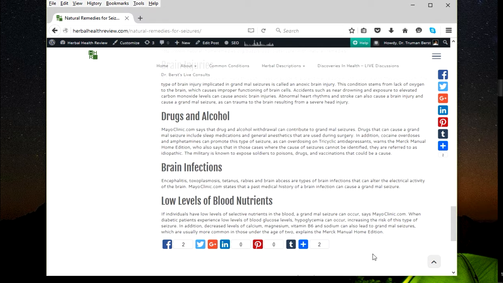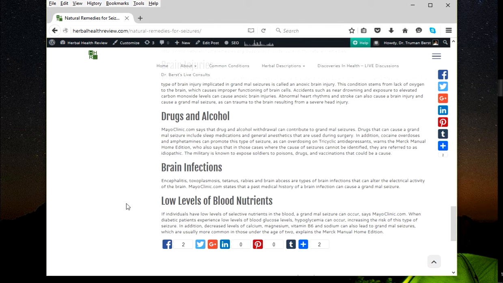Encephalitis, toxoplasmosis, tetanus, rabies, and brain abscess are types of brain infections that can alter the electrical activity of the brain. And the Mayo Clinic states that a past medical history of a brain infection can cause a grand mal seizure.